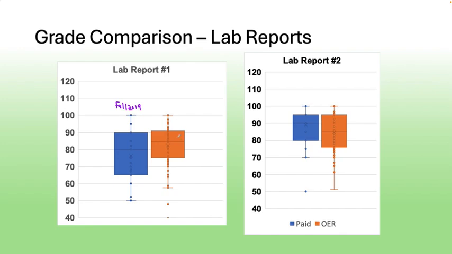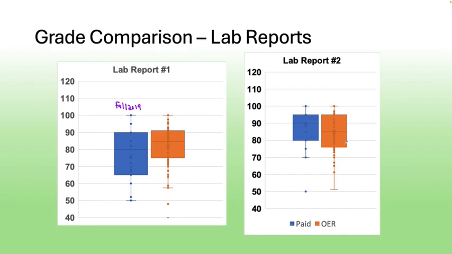And as you can see, lab report 1 and lab report 2 are not significantly different in terms of their grades. However, I would like to note that the standard deviation here, those outliers, are a little bit tighter for the OER version, and the average is actually slightly higher in comparison to the paid lab manual, which suggests to us that the OER lab manual that we produced was just as good as the paid version in providing the students the information that they needed to generate these lab reports.